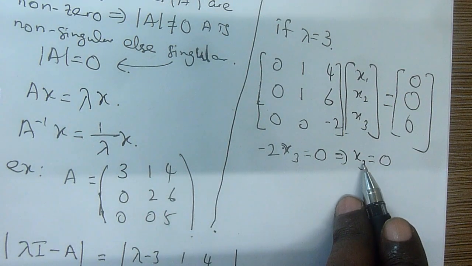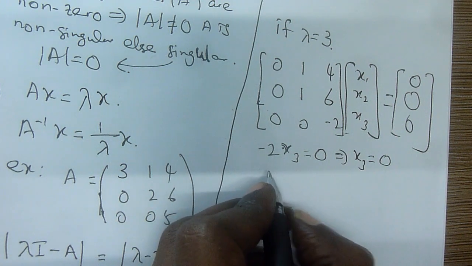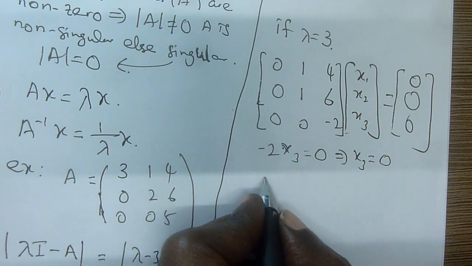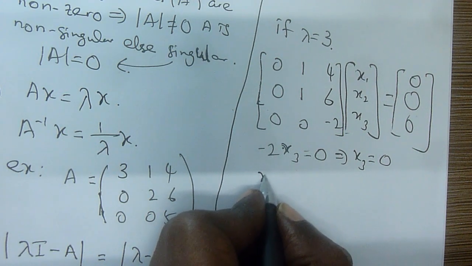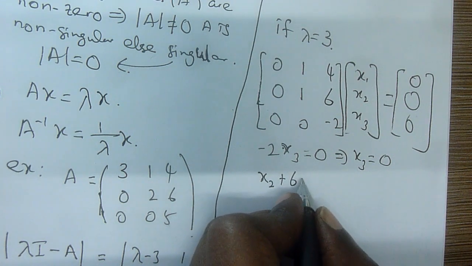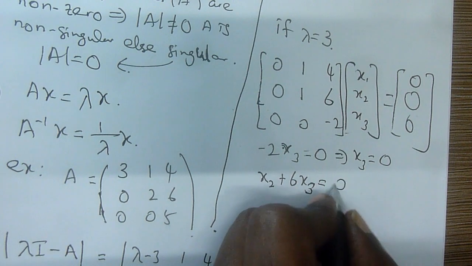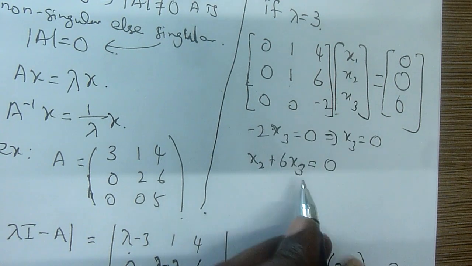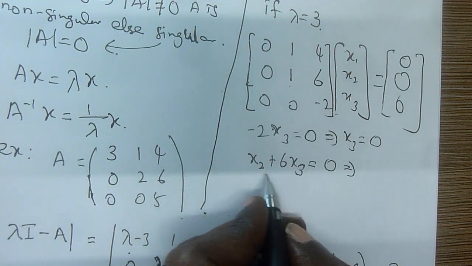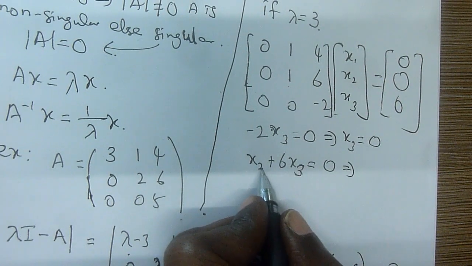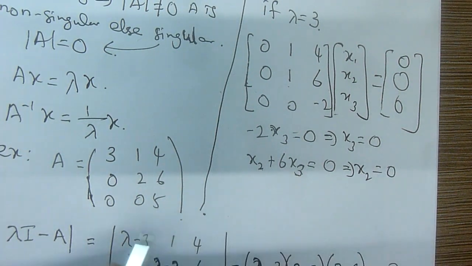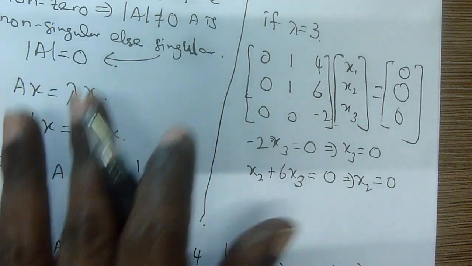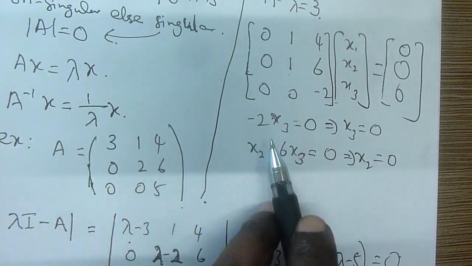If x3 is a 0, can I say that the second one also is a 0? Now that is the prediction that you may have. x2 plus 6x3 equals to 0, right? When you use the second one, you get a 0. We know x3 is a 0, then x2 is a 0. Wow, can it all be 0? Cannot. In any circumstances, it all cannot be 0. You must remember.